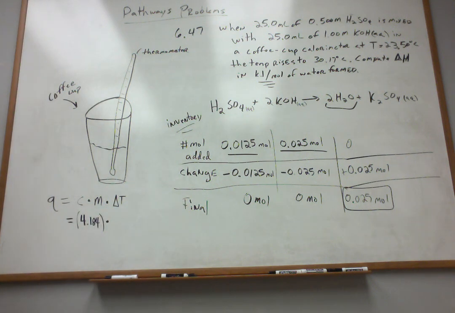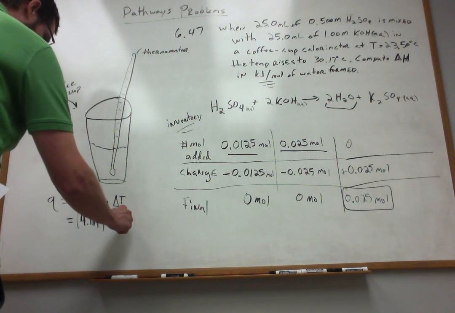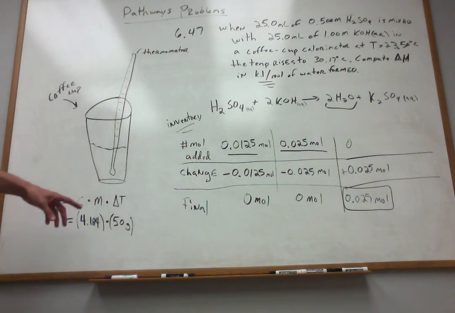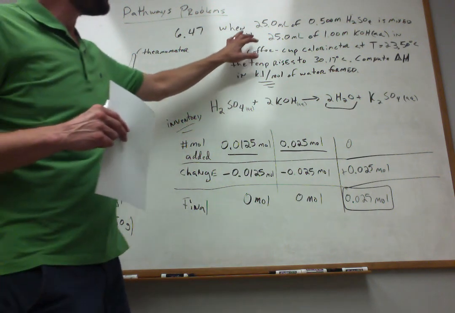Now I need to multiply that specific heat by mass. What mass should I use? Well, I'm going to argue that the mass we should use here should be 50 grams. The reason why is because to generate the reaction, we mixed the acid and base inside this coffee cup. We had 25 milliliters of each.